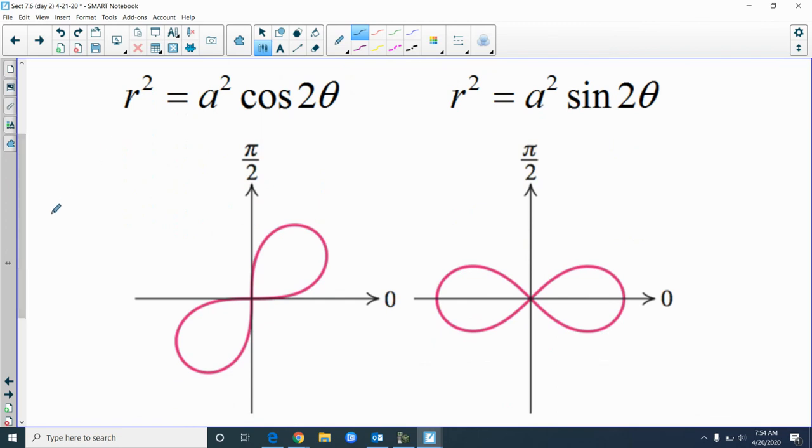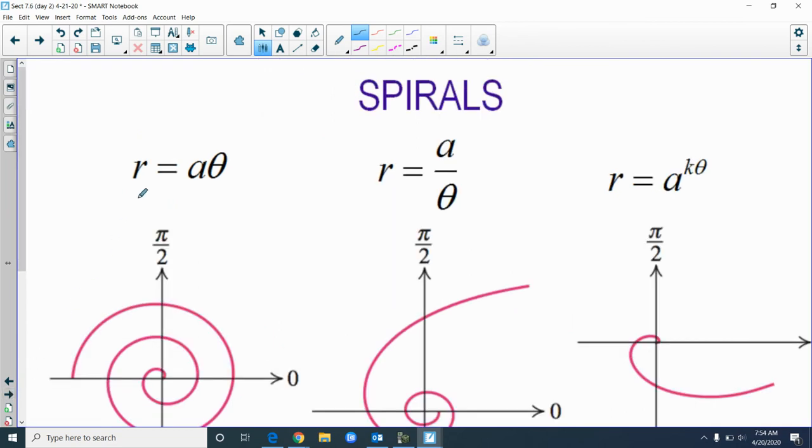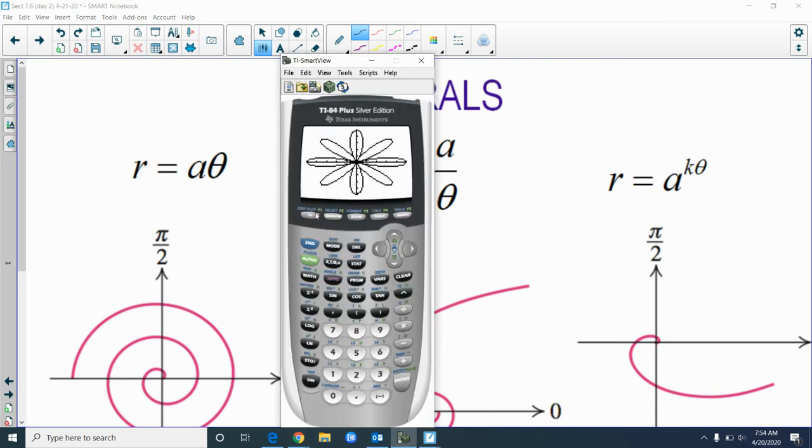We don't do a whole lot with these. These are called lemniscates. That's r squared equals a constant. We don't deal a whole lot with those. And then you can also create spirals if you just take a number times theta. Let me just show you that real quick.